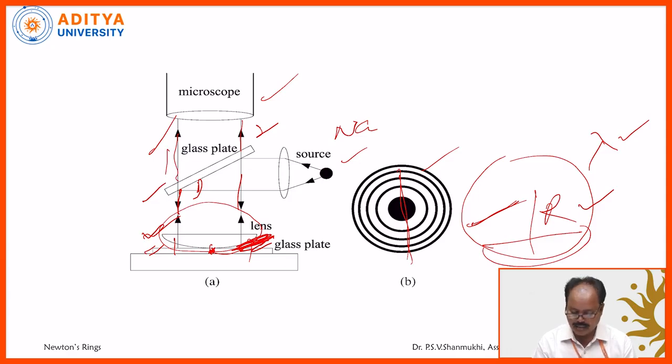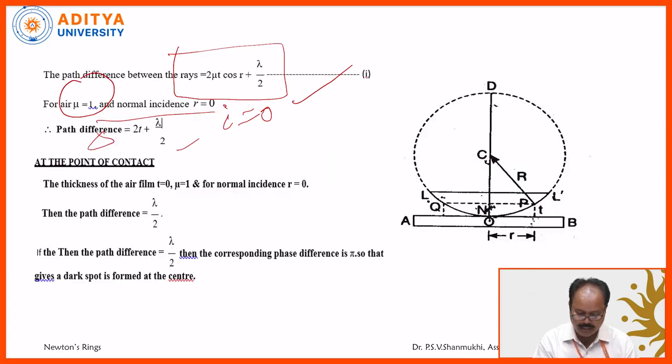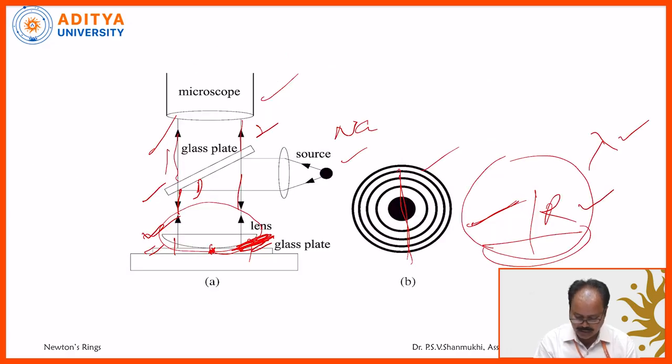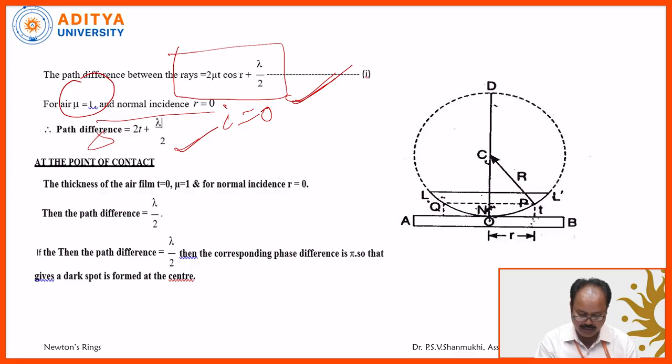The second one: the central spot due to the reflected light is always dark. Why is it dark? Once again, coming to the path difference, delta is equal to 2t plus lambda by 2. At the contact point, the thickness of the air film is 0. If the thickness of the air film is 0, what is the path difference? Lambda by 2. Or what is the phase difference? 180 degrees. Path difference lambda by 2 or phase difference 180 degrees means the two waves will be out of phase.